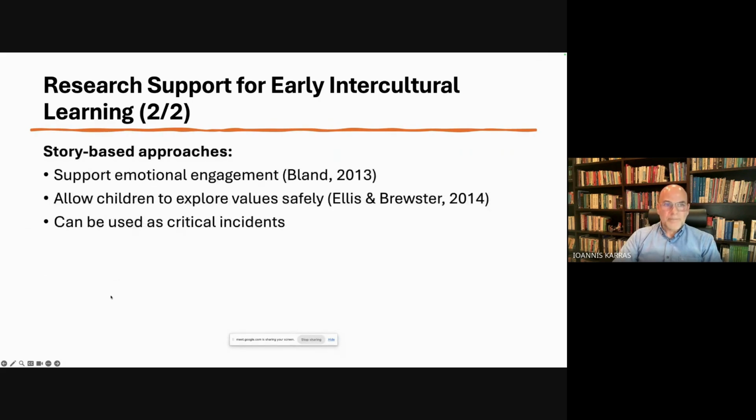And when it comes to the research support for early intercultural learning, but this time on story-based approaches, so using, for example, fairy tales, as I'll be discussing later, there is research that supports emotional engagement, that story-based approaches help support emotional engagement. Stories allow children to explore values in a safe context, and they can be used as critical incidents. And I'll show you later what I mean by this and how we can use the fairy tale of Goldilocks as a critical incident to help our young learners reflect.